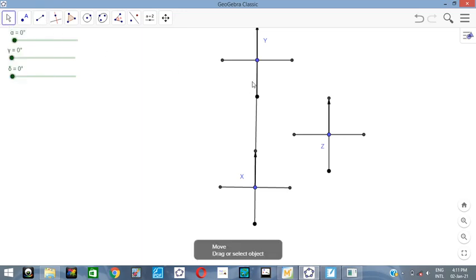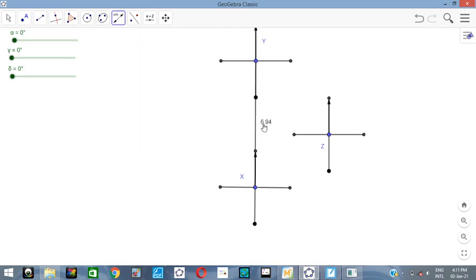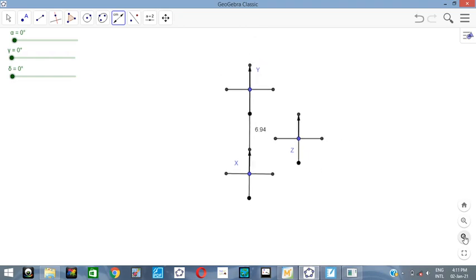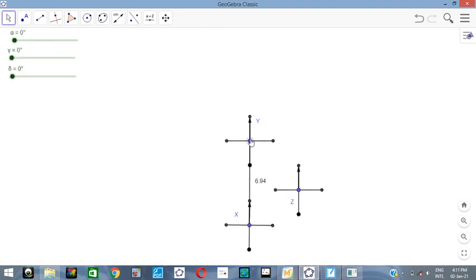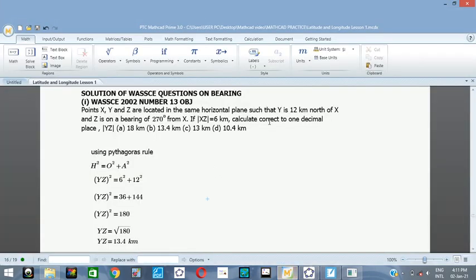So if I connect them with this line, Y should be directly north. So I position it. So Y is north of X, and let me put my length there. The length is 12 kilometer. So that is it. Y is 12 kilometer north of X, so you get that.